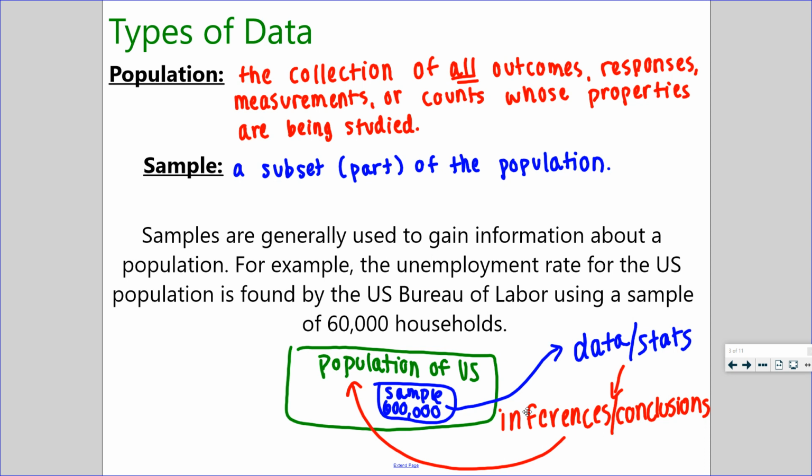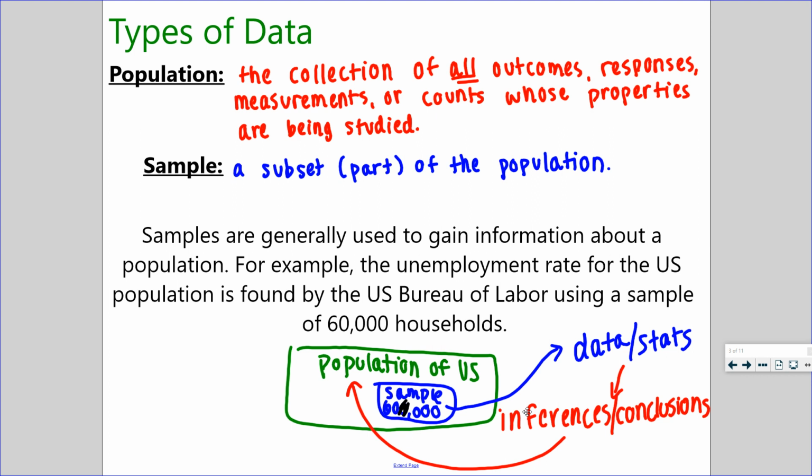Okay, so again, if we want to find the unemployment rate for the whole U.S. population, we couldn't possibly survey the whole population of the U.S. So we just take a sample of 60,000. I put 600,000. Doesn't really matter. Erase one of those. 60,000 households. We look at the data there, and then we can make some inferences about the unemployment rate of the whole U.S. Okay, kind of makes sense so far?